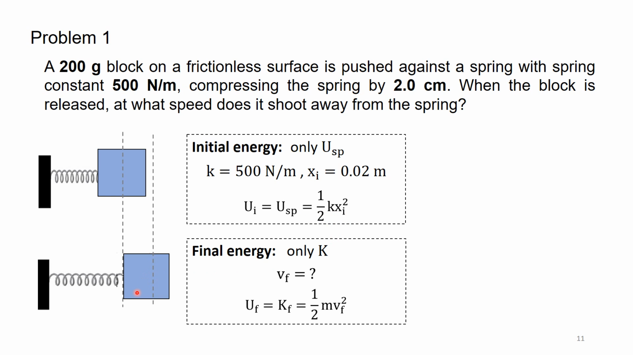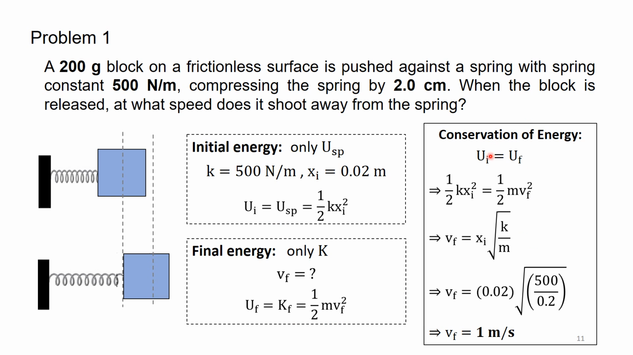Then for the final energy, the spring is not compressed anymore and the block is traveling. So there is only kinetic energy of the block and the spring doesn't have any energy. Not kinetic, not spring. Okay. So only kinetic energy is the final energy. So you use the equation for kinetic energy, half times m v squared. So you have an equation for initial energy and final energy. You set them equal to each other using conservation of energy here. And now plug in the quantities.